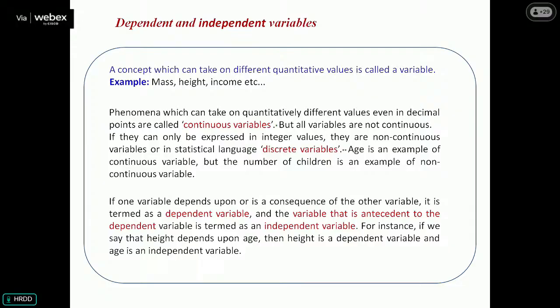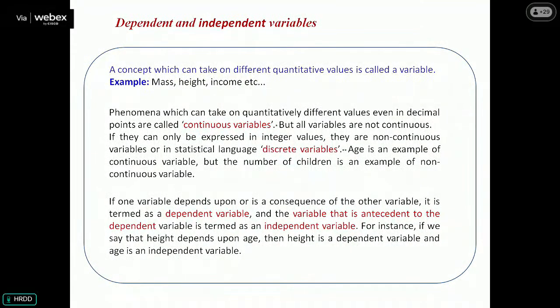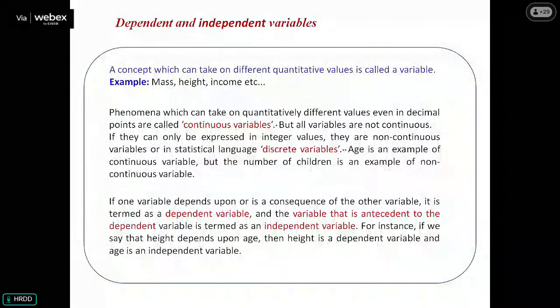A variable means which is varying. A concept which can take on different quantitative values is called a variable. Like mass, height, etc. These are variables. It varies, and you can express all these quantitatively, right? Phenomena which can take quantitatively different values are called continuous variables, but if they can only be expressed in integer values, they are non-continuous, or discrete variables. As you have already known, continuous and discrete.